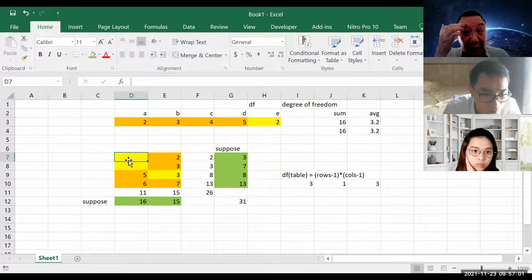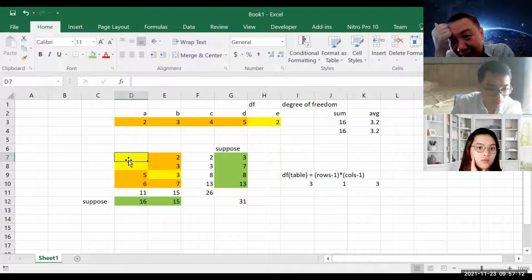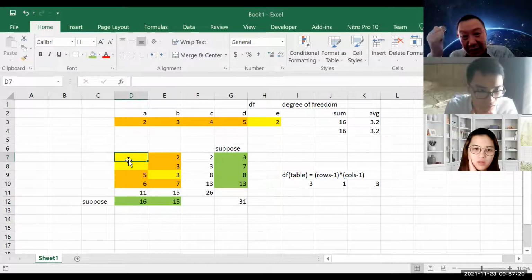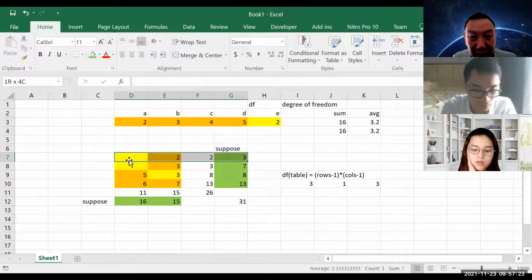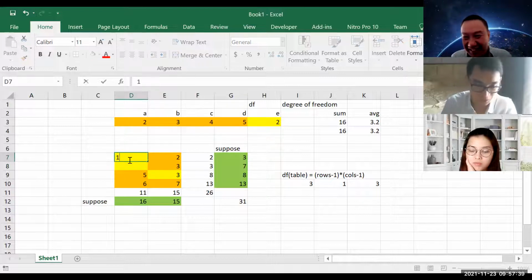In D7, what is the value? Well, it depends on the other one, right? Because there are 2 empty cells. No, not depend on the other one. Look at this column. Look at this row. We know that this sum must be 3, but now the sum is 2. Then this one must be? Oh, 1. Yeah, exactly.